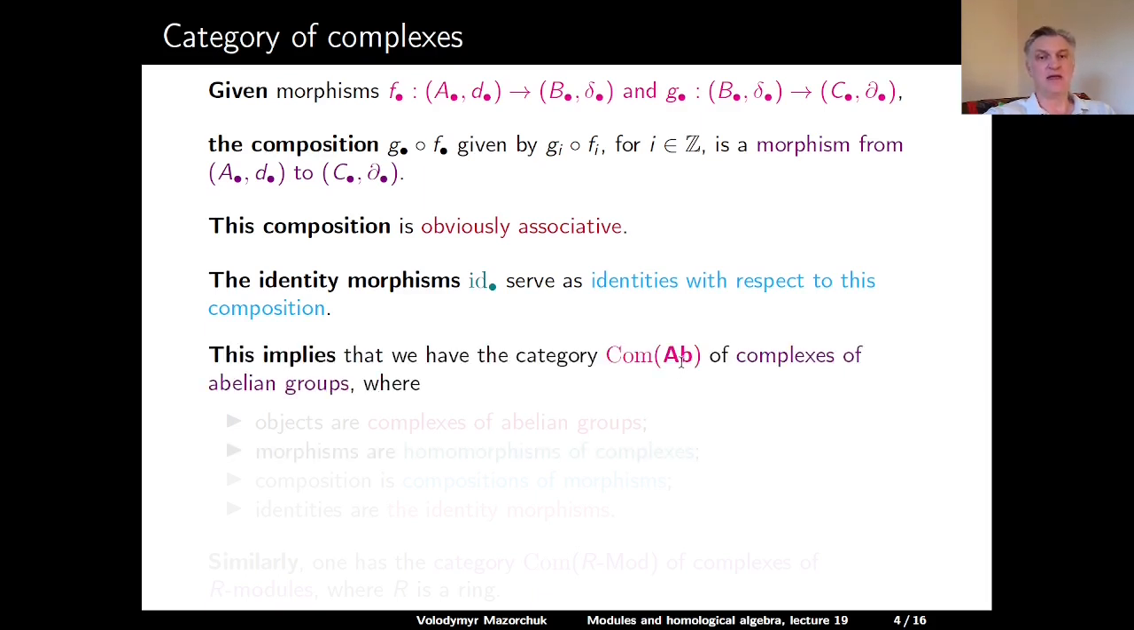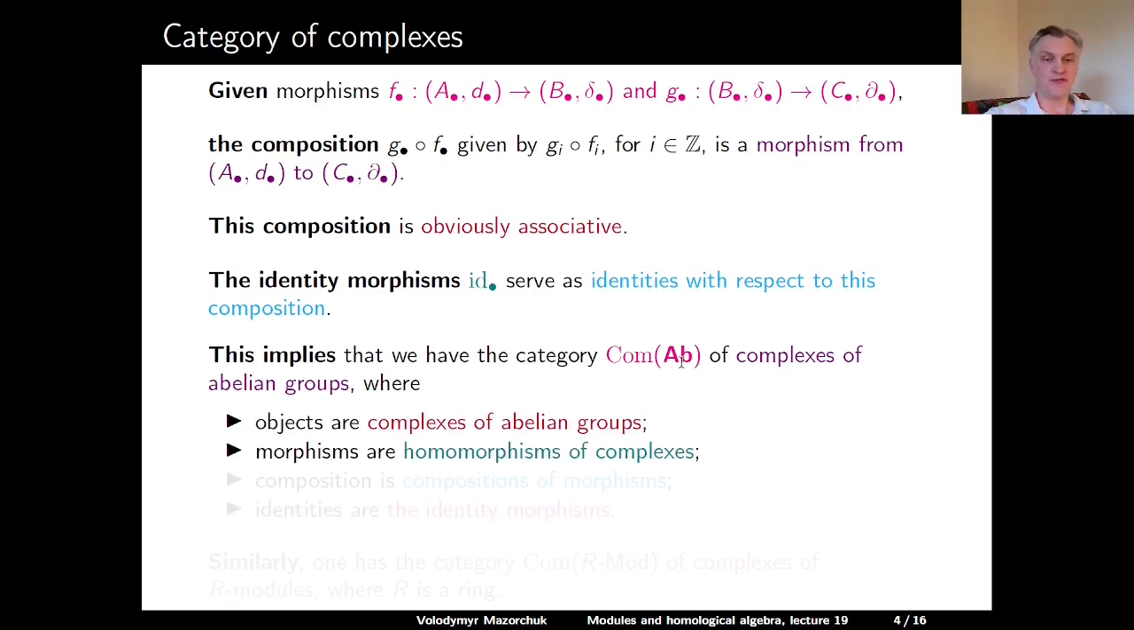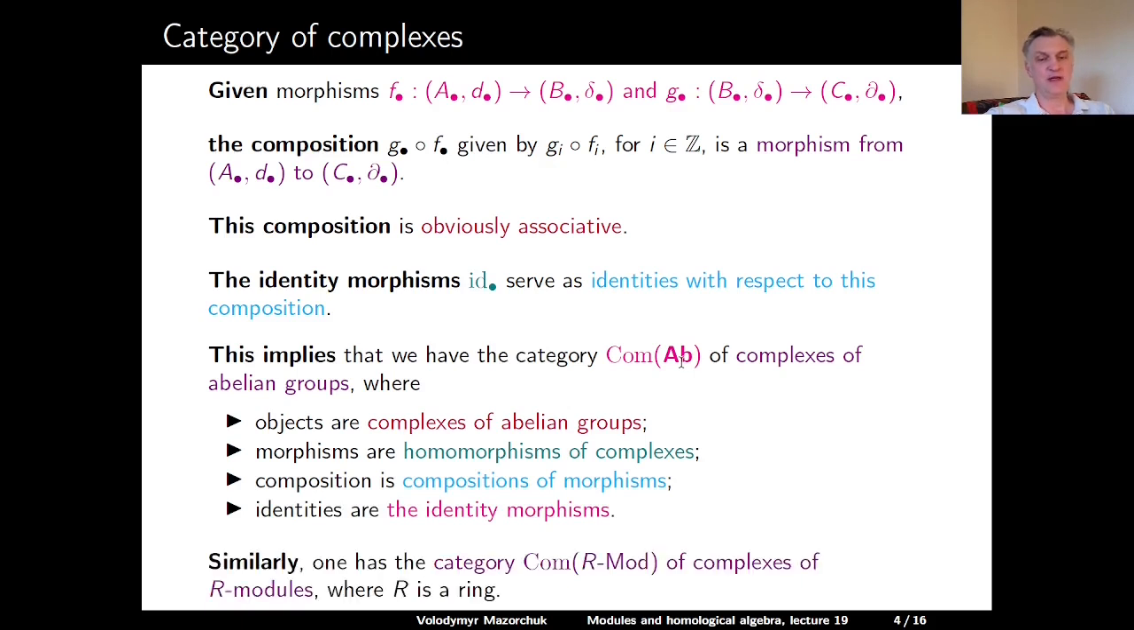This implies that we can define the category of complexes of abelian groups, denoted Com(Ab). The objects of this category are complexes of abelian groups. The morphisms are homomorphisms of complexes. Composition is composition of morphisms. And identities are the identity morphisms. And similarly, we can define the category of complexes of R-modules for any ring R.